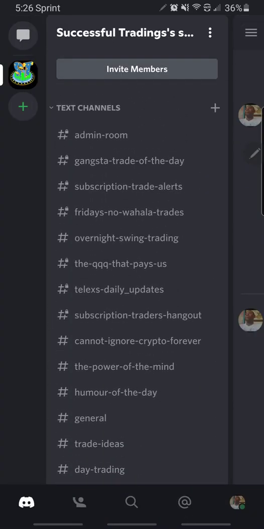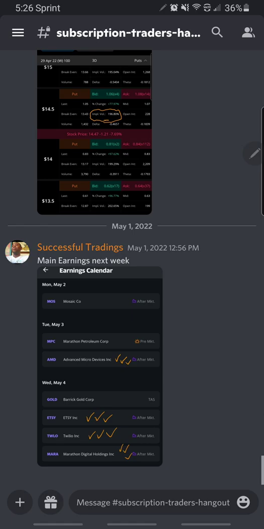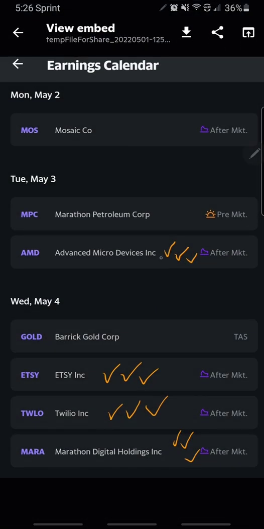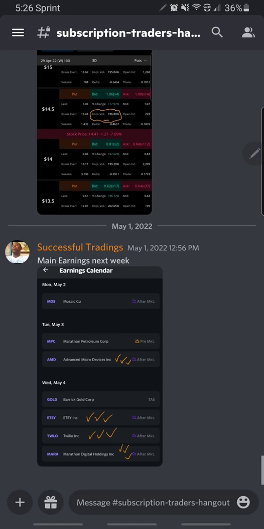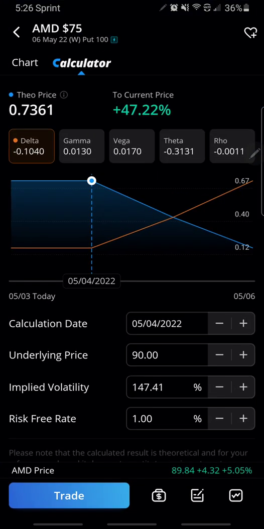Very good. So let me give you the other opportunity tomorrow. Here's the calendar, right? AMD had earnings today, so we will be able to apply that tomorrow. You have the choice between Etsy, Twilio, Mara, and you can use any other earnings calendars to find other options that you can apply this on.